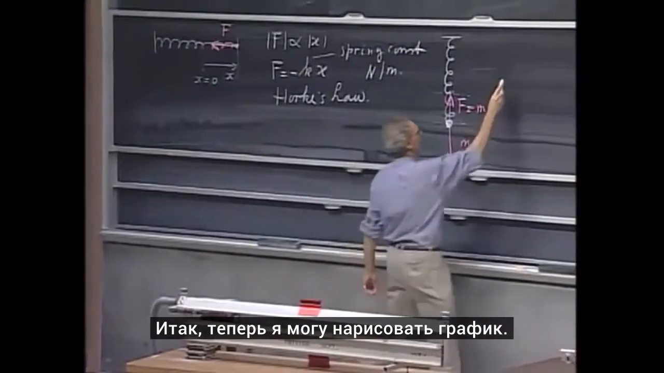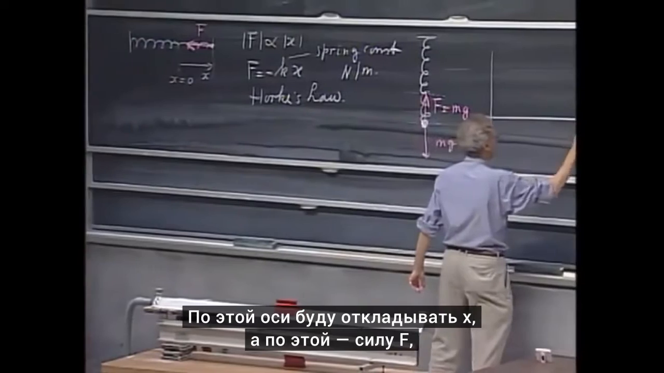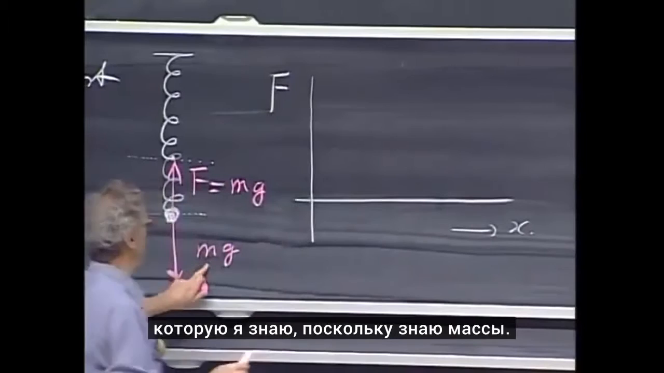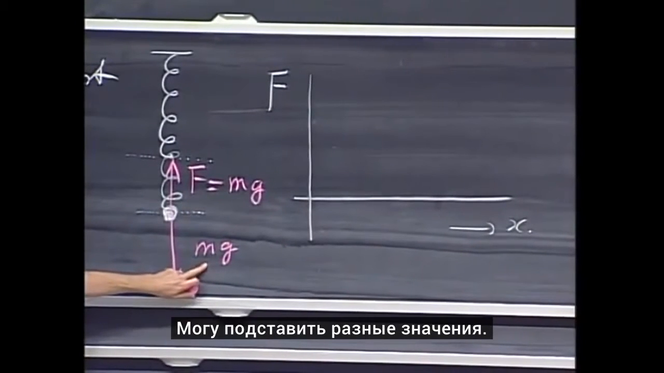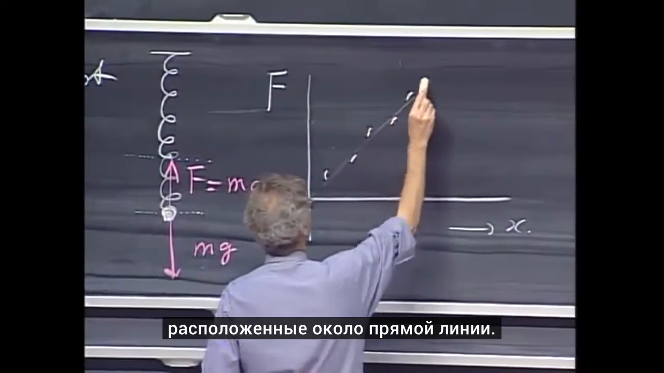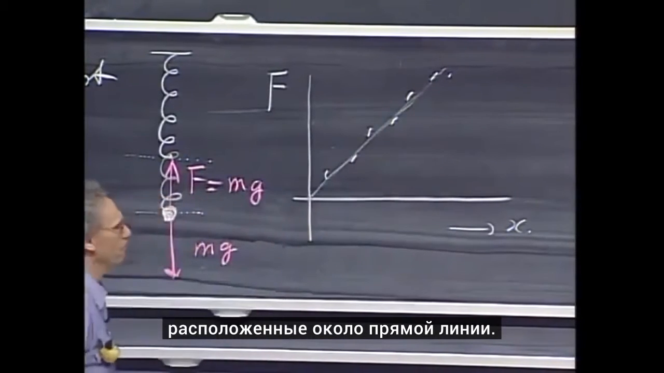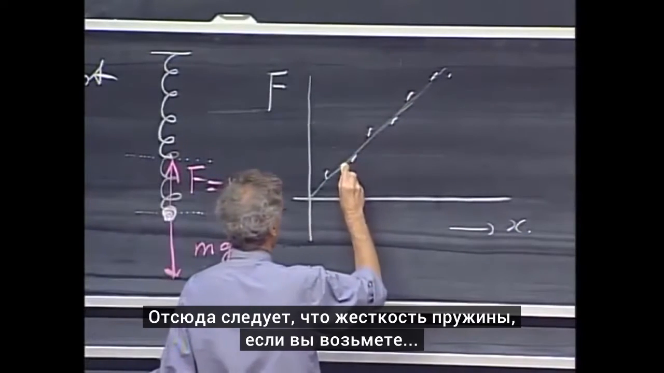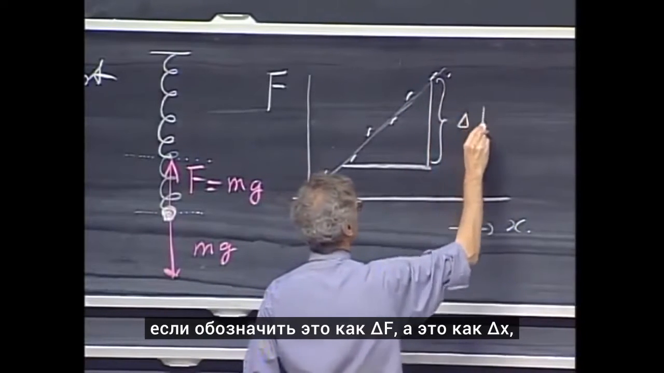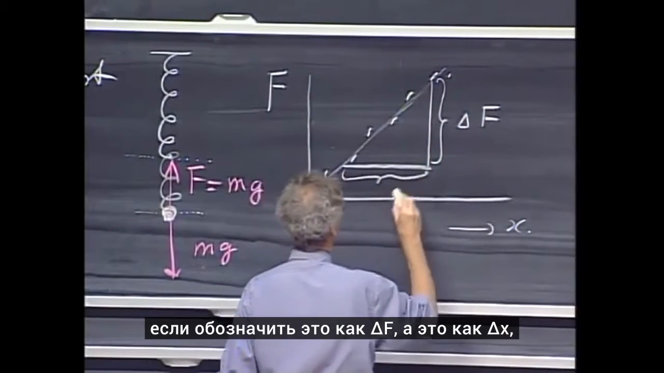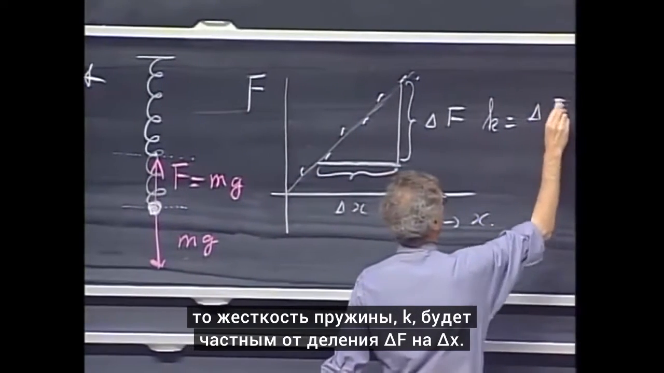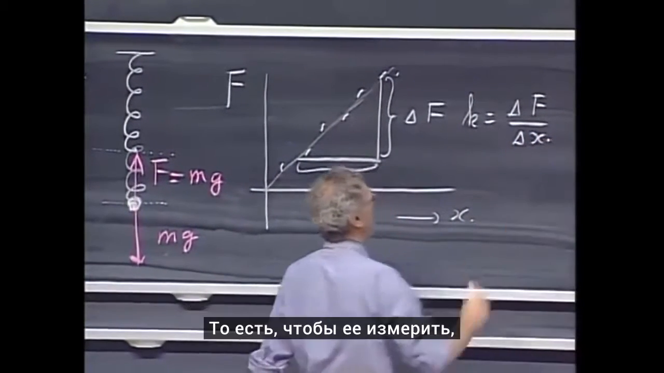There's no acceleration when the thing is at rest. And so I could now make a plot whereby I could have here x, and I could have here this force F, which I know because I know the masses. I can change the masses. I can go through a whole lot of them. And you will see data points which scatter around a straight line. And the spring constant follows then, if you call this delta F, and you call this delta x, then the spring constant k is delta F divided by delta x.